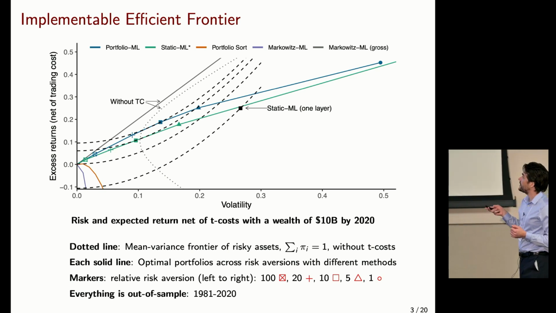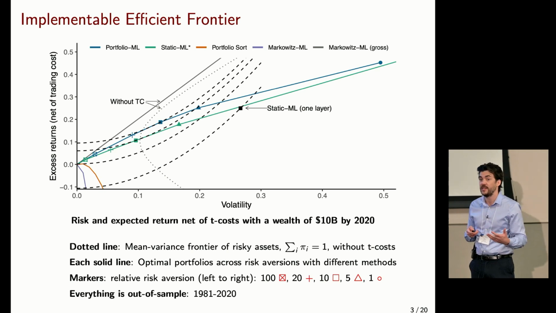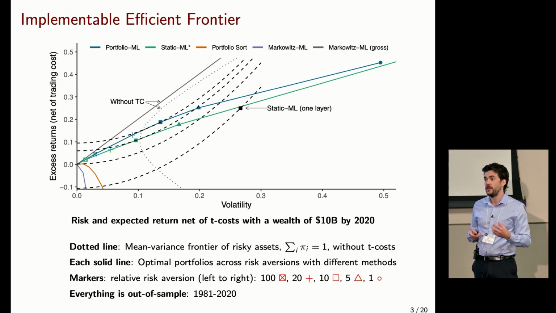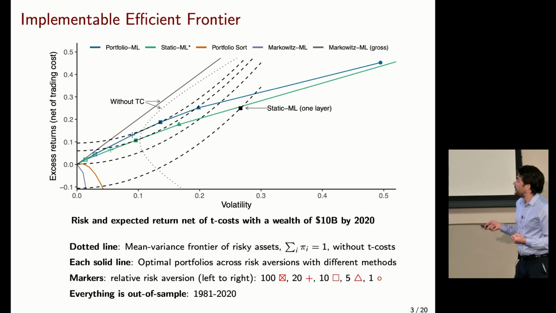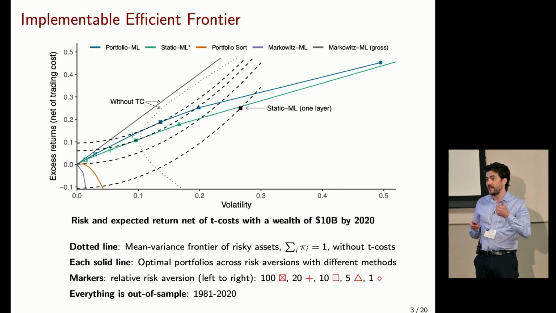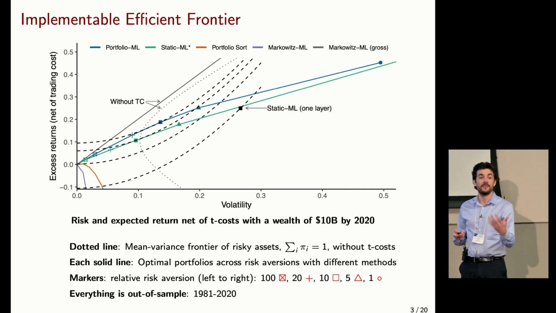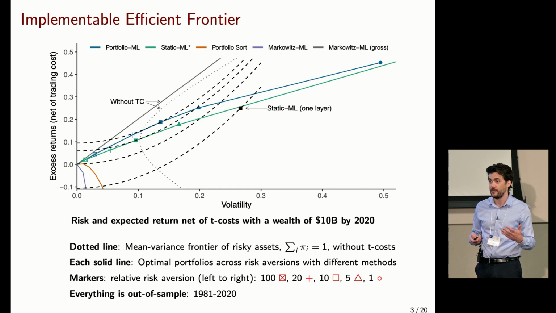By using this economic objective, you can actually improve on this static ML by 20% in terms of net Sharpe ratio and 60% in terms of utility. So basically, our takeaway is that the standard naive way of using machine learning to build portfolios will not work after trading cost, but using machine learning together with an economic objective can actually result in an implementable portfolio which gives you a high utility even after taking trading cost into account.